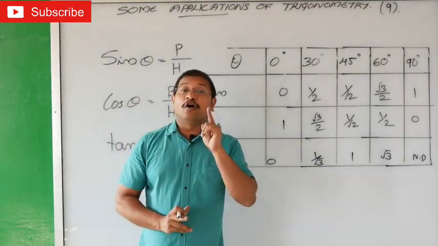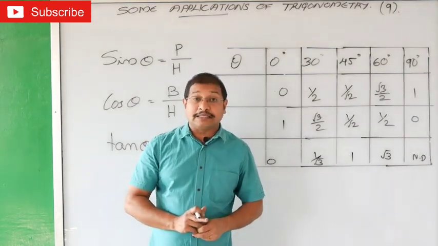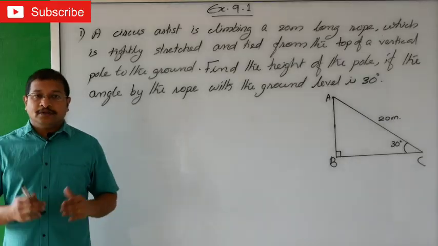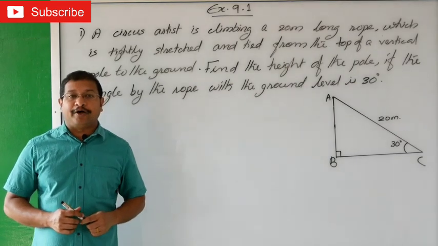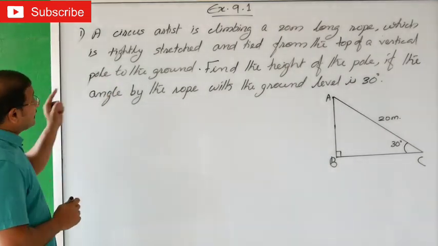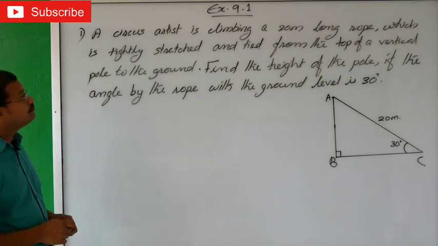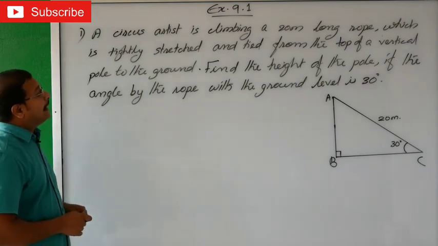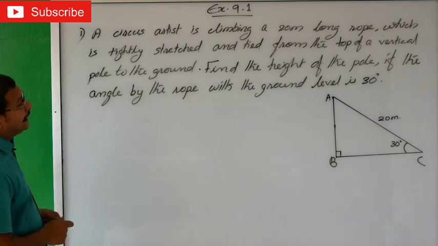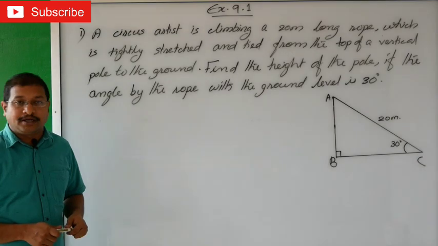Make sure that you are watching exercise 8.2, trigonometry, chapter 8, that is exercise 8.2. Let's see, exercise 9.1, the first question. I am going to read the question now, careful. A circus artist is climbing a 20-meter long rope, which is tightly stretched and tied from the top of a vertical pole to the ground. Find the height of the pole if the angle by the rope with the ground level is 30 degrees.